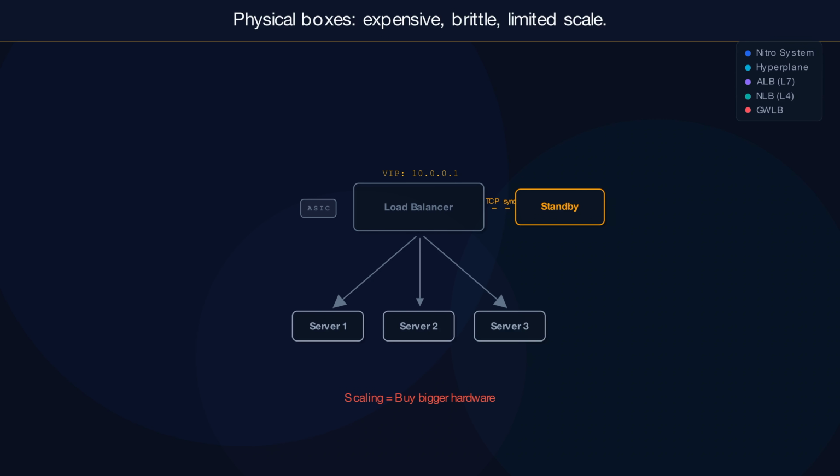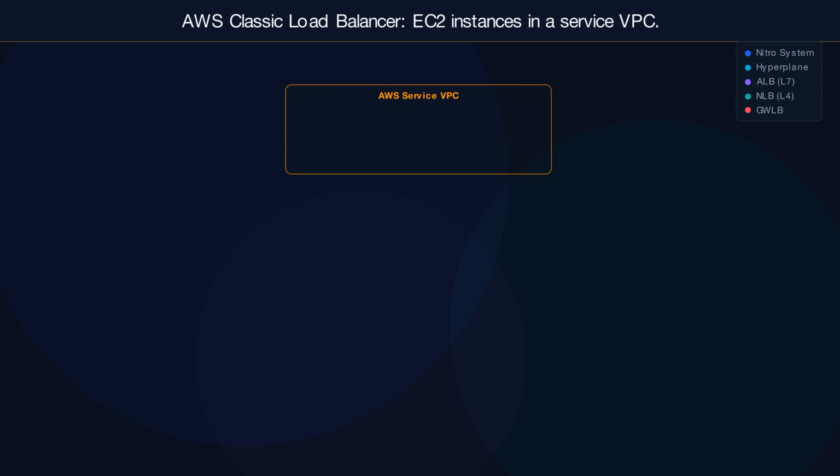But physical boxes had limits. Scaling meant buying bigger hardware. Redundancy required an active standby pair, synchronizing TCP sessions across 2 devices. If the primary failed, the standby took over. It was expensive, brittle, and couldn't scale past one rack.